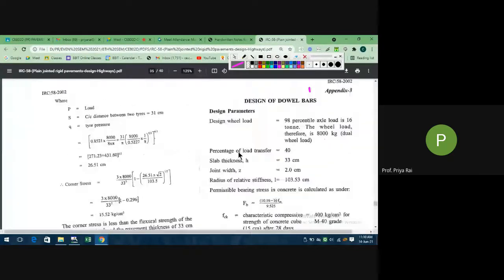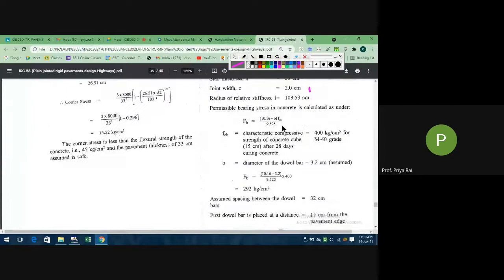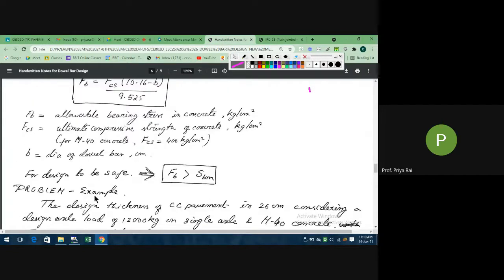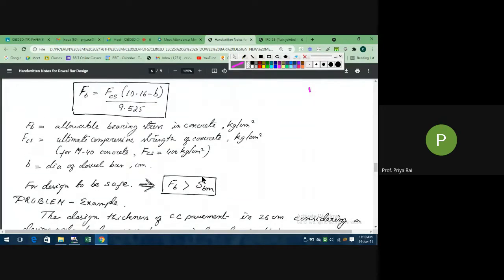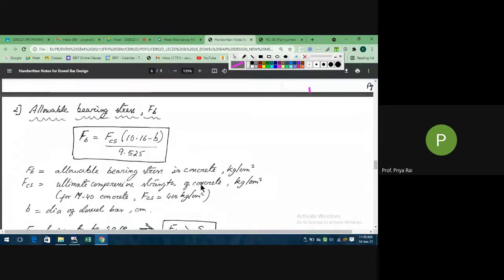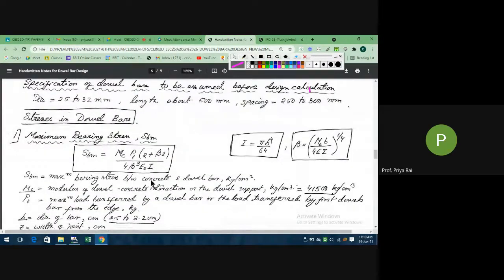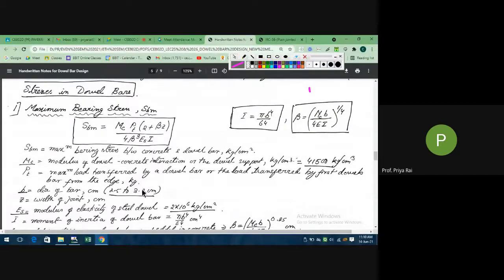See here, instead of Fcs it is Fck, the compressive strength of concrete. So for the design to be safe, your preparation should be greater than your semester paper. Clear? Is it clear, everyone? Yes, ma'am. So we need to assume data. Which are the data that we need to assume? First we need to assume B.